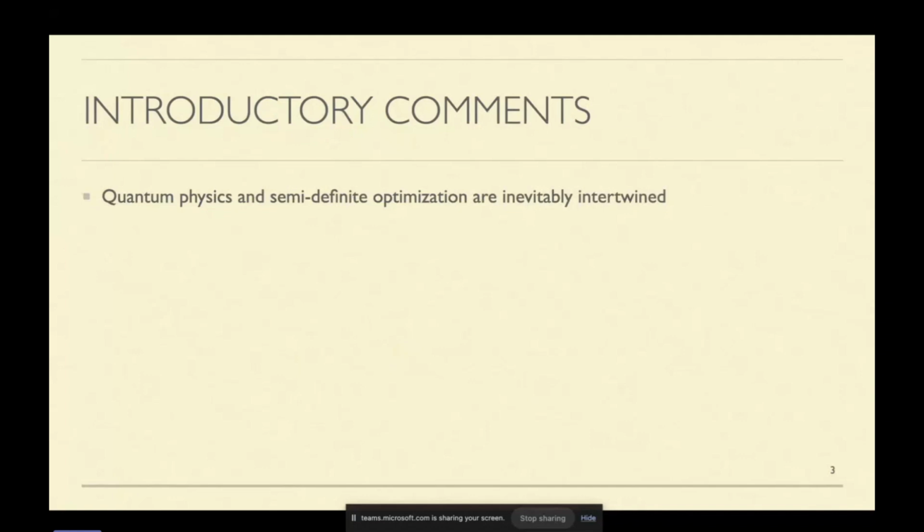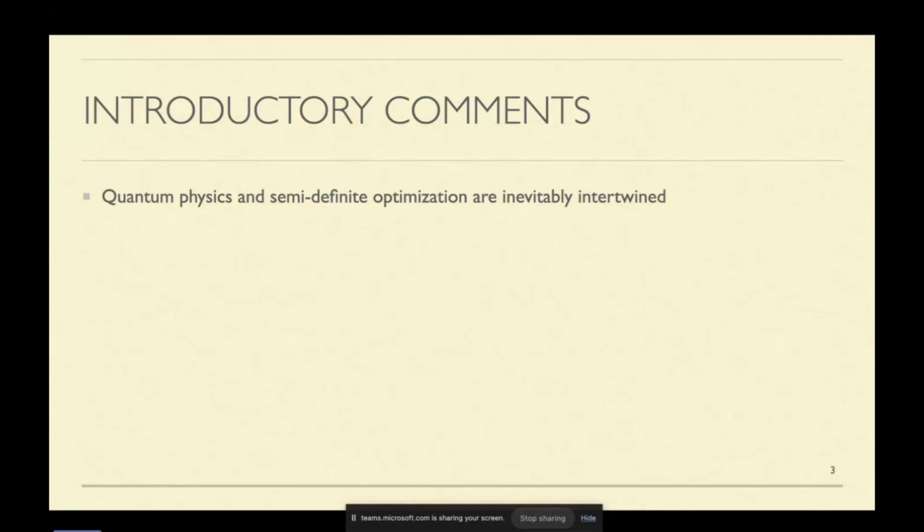Okay, so let's start with some introductory comments. Quantum mechanics and semi-definite optimization go hand in hand. This is something I did not realize when I first started learning quantum information. When I was a graduate student, I did my master's at Tulane and completed that in 2004. And at the end of my master's, I learned about the possibility of quantum computing and how it was very interesting. And so it really took my attention, like it has with so many people now.